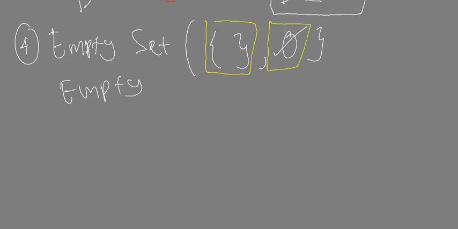But what about 0? If I have something inside the set which is 0, let's say I have set E. Inside the set we have 0. Is this an empty set? No, this is not an empty set. Why? Because we have a member inside which is 0. So E is not an empty set.